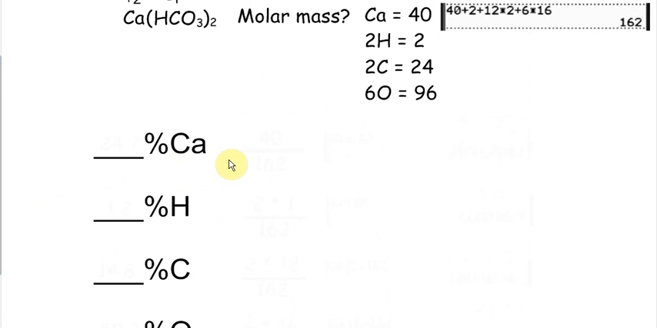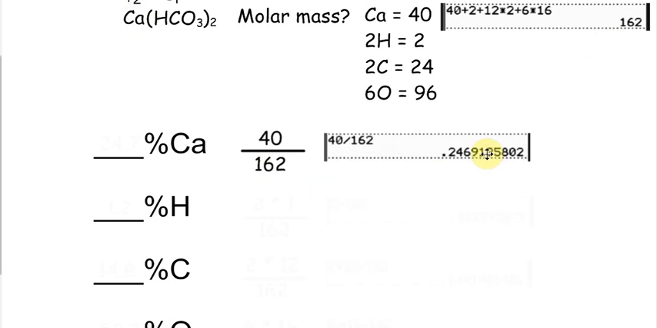So how do you do this? Well, you just take however much calcium you have. There's 1 calcium, and you divide it by the whole molar mass, that's 162. Do your calculation. Your calculator will come up with an answer of 0.2469, etc. They want this in percentage, so you move the decimal over 2 places. I'm only going to round off to 1 decimal point, and we're going to call that 24.7% calcium.